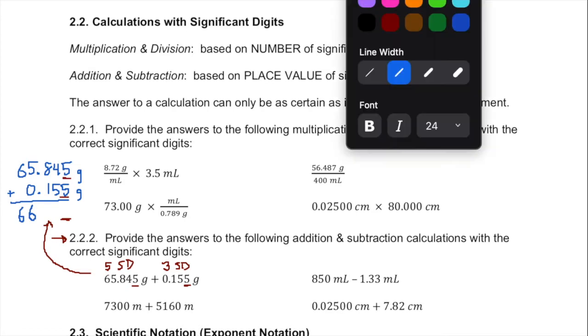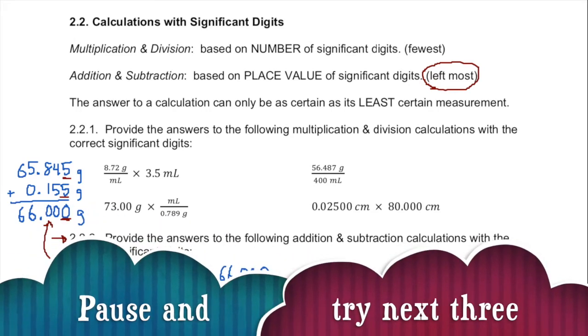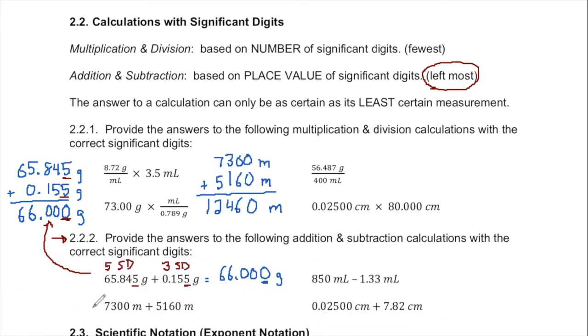Let's go ahead and show that by adding in some zeros here. It's best to write this answer as 66.000 grams to show that we've measured these masses with a balance that goes 3 past the decimal, and so that's how certain we are of the result. For this second problem here, we have two lengths that we're adding together, 7,300 meters and 5,160 meters.